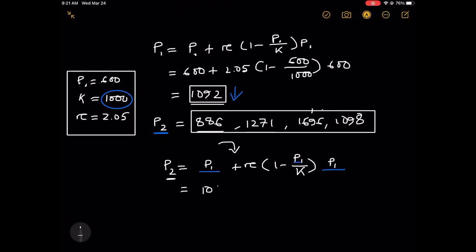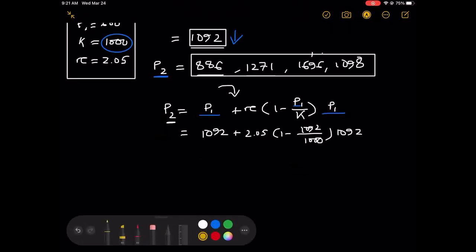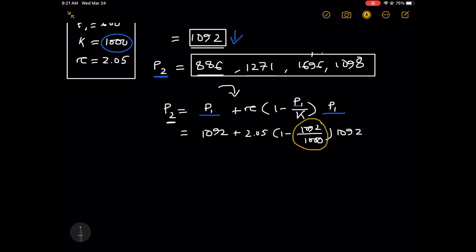And now we can plug in the values. So it should be 1,092. R is 2.05. 1 minus 1,092 over 1,000, times 1,092. And now, first find what's the value if we divide 1,092 by 1,000.